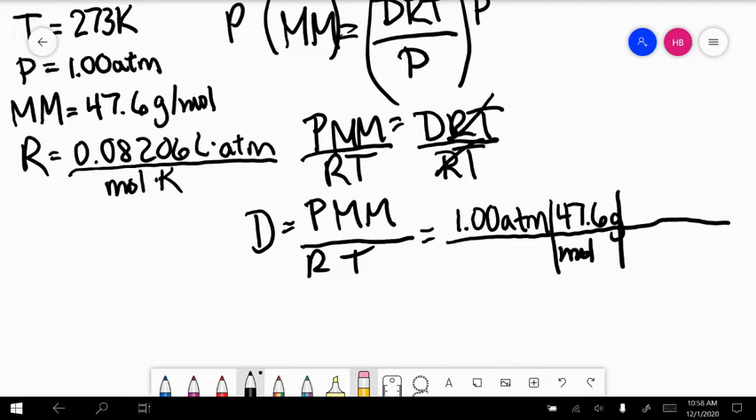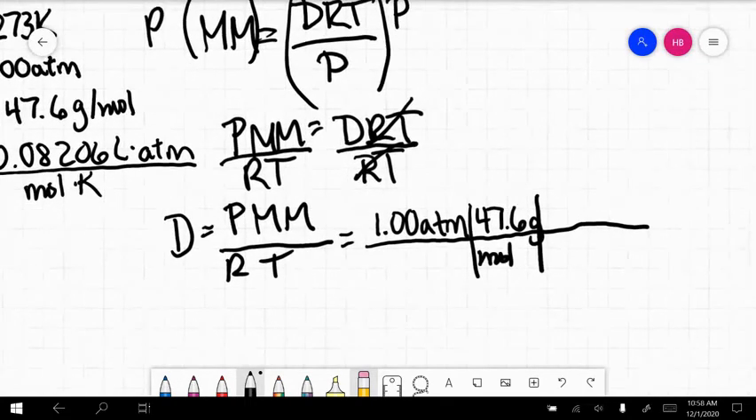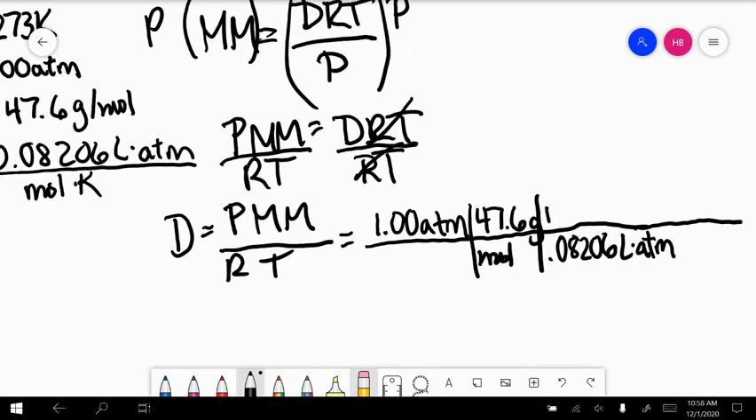Let's watch what I do with R now, because R is on the bottom. So I need to flip it. The number goes with liters and atmospheres: 0.08206 liters atmospheres per moles K. So I just put R on the bottom, or I flipped it, and then T also goes on the bottom. Doesn't matter where you put it.